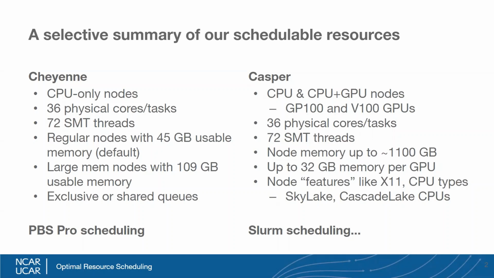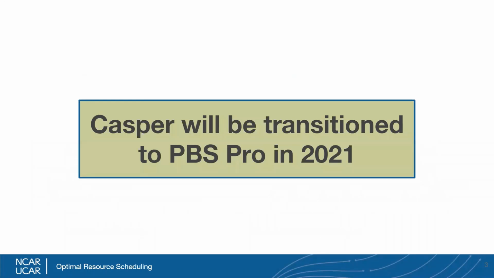And as you probably know, if you've run any jobs on Casper, that uses the Slurm scheduler. But I have those dots there because, as you may have seen in the daily bulletin just this week, Casper is going to be transitioned to PBS Pro in 2021. The exact timing of that is a little bit in flux. We're trying to make this transition clean and as painless as possible for users.